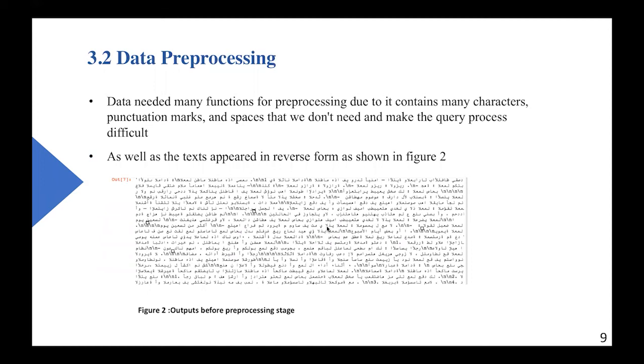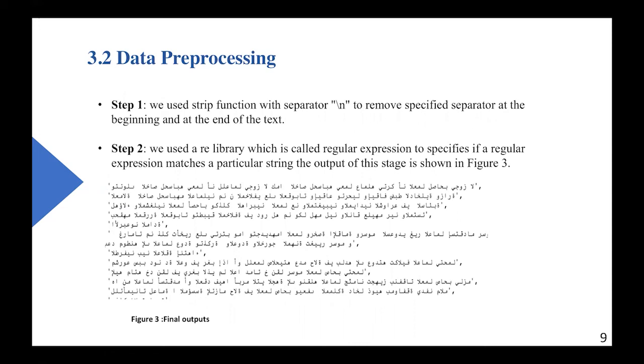The data needed many functions for pre-processing because it contains many characters, punctuation marks, and spaces that we don't need and that make the query process difficult, as well as the text appearing in reverse form, as shown in figure 2. So, several steps were used to organize the data. First step, we used a strip function with separator \n to remove the specified separator at the beginning and at the end of the text. Step two, we used a library called regular expression to specify if a regular expression matches a particular string. The output of this stage is shown in figure 3.